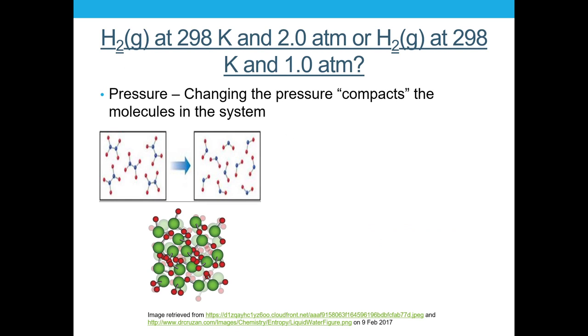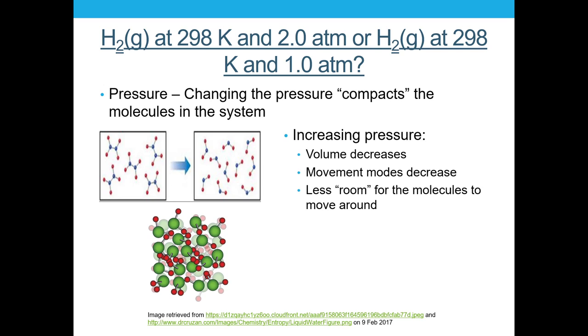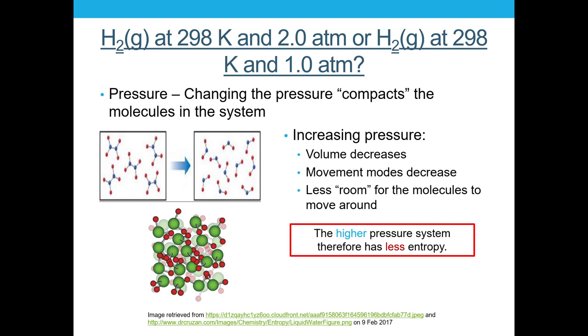Alright, so next up we're comparing hydrogen gas at 298 Kelvin and 2 atm against hydrogen gas at 298 Kelvin and 1 atm. In this system, the temperatures stay the same and only pressure changes. Increasing pressure compacts the molecules in the system, making them more tightly together, so you lose volume, which is closely related to pressure, and we'll go over that soon. When the molecules are more tightly together, there's less room for them to move, and so higher pressure means less entropy. So hydrogen gas at 1 atm, the lower pressure, would have the higher entropy.